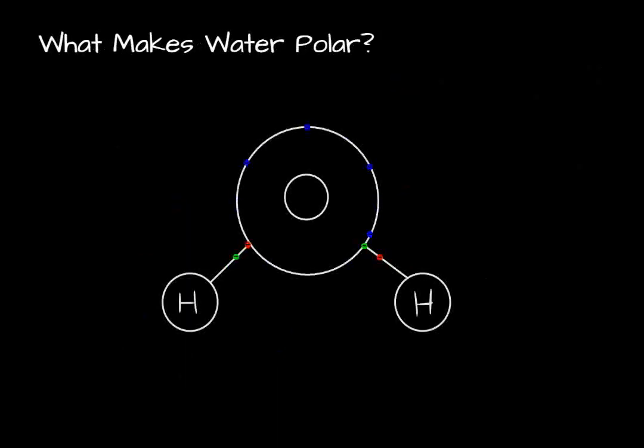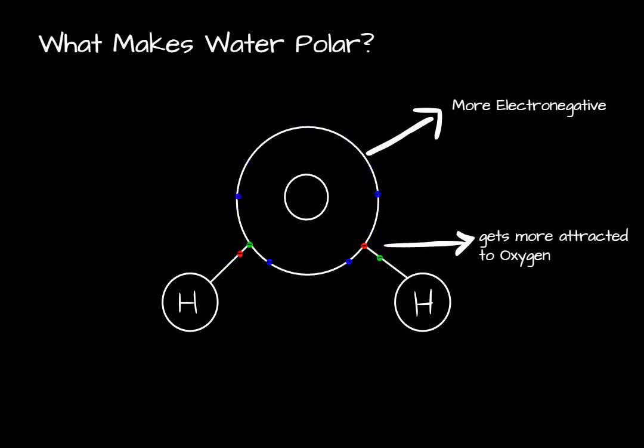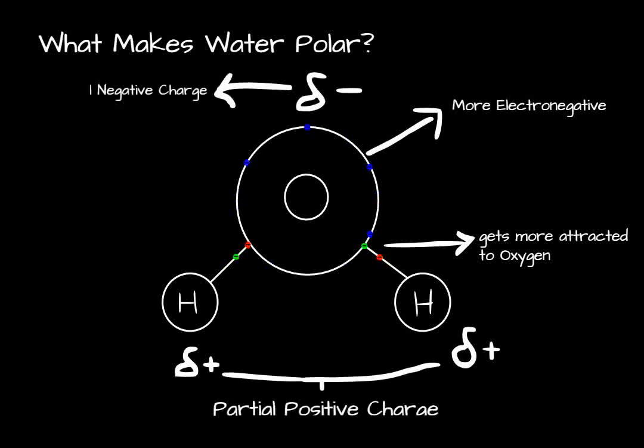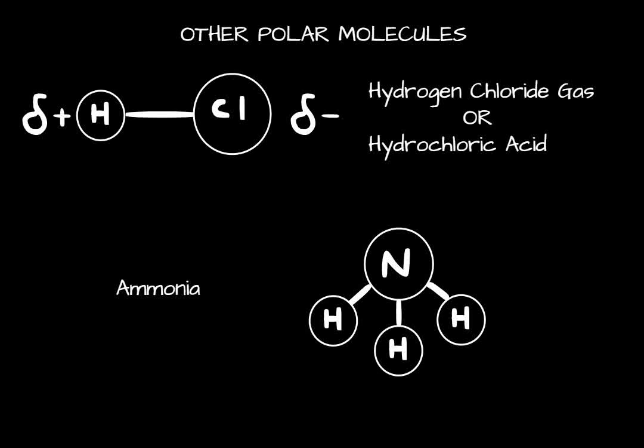So, what makes water polar? A molecule is polar when there is an unequal distribution of electrons. This occurs in H2O because oxygen is more electronegative than hydrogen. This makes the electrons more likely to be closer to oxygen. This gives oxygen a partial negative charge and hydrogen a partial positive charge. Other polar molecules include things like hydrochloric acid or ammonia.